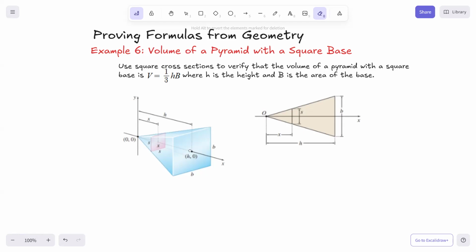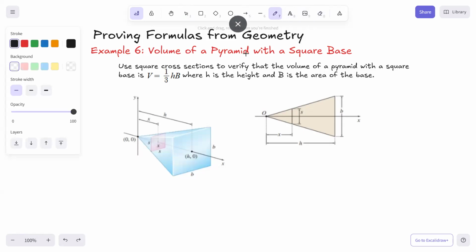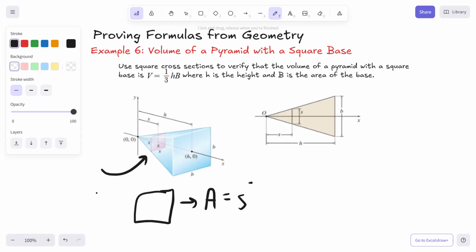So again, similar to how we did this with the cone, we're going to position the pyramid with its vertex at the origin and its axis along the positive x-axis. If you take a typical cross section like we have right here, you will see that it's a square. The area of that square is going to be s squared if we let s represent the side length of that square.